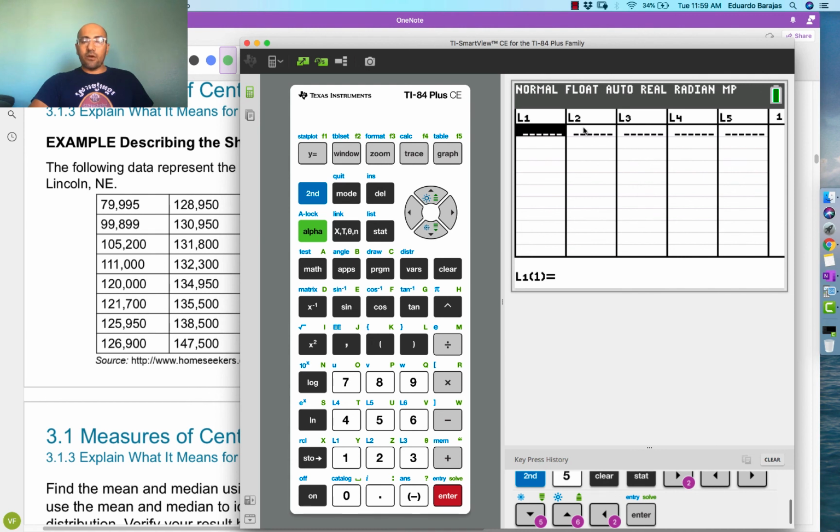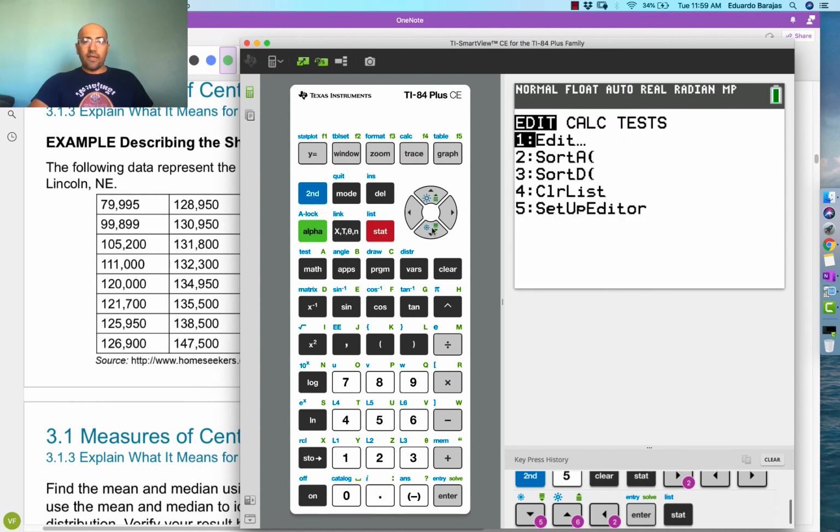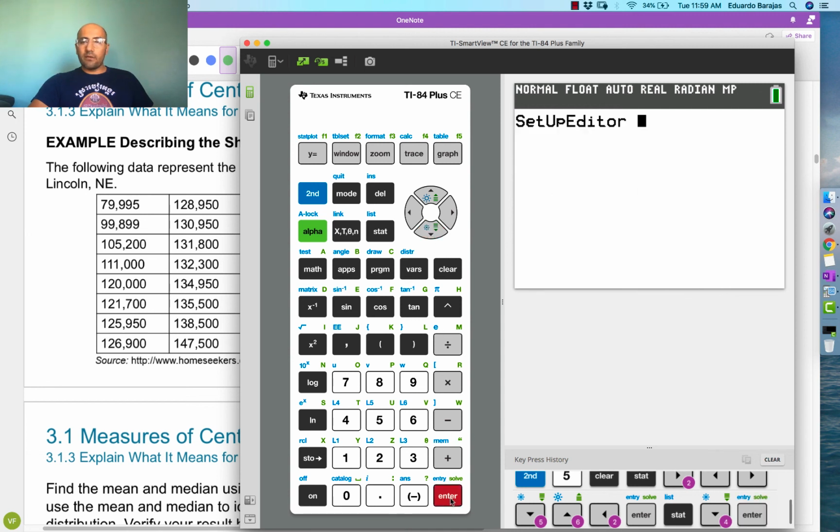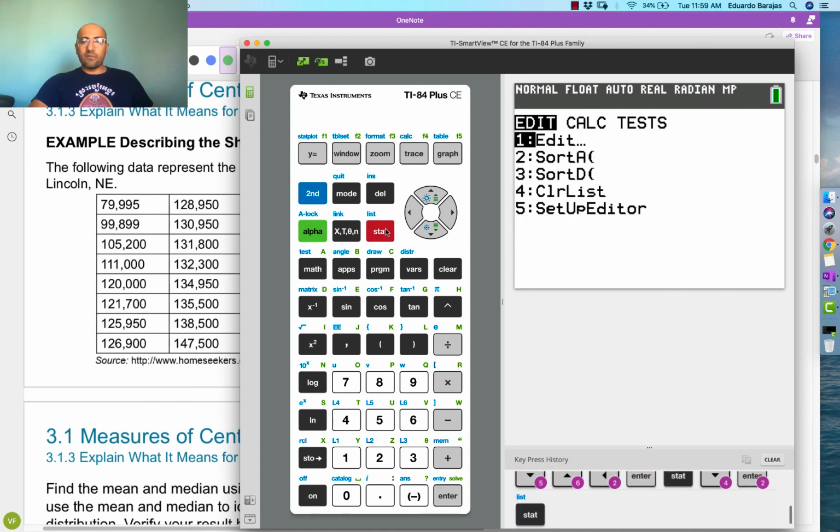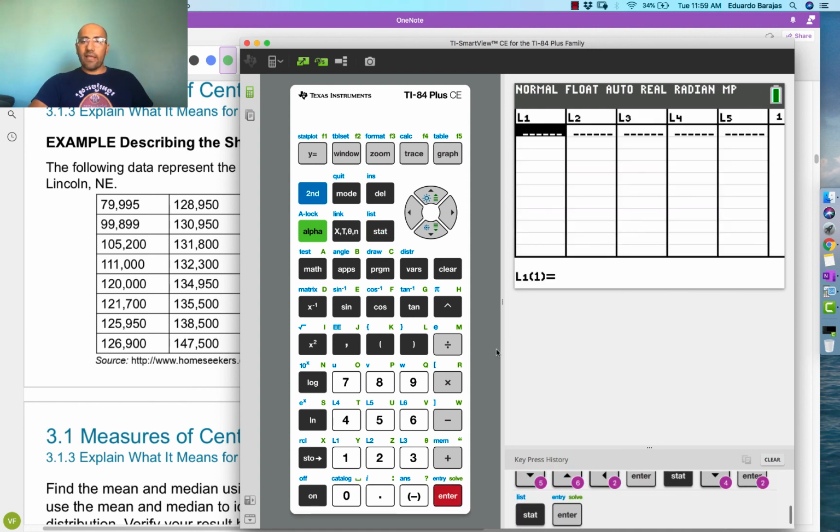If you don't see those, if one of them is missing or something, then let's fix that right now. What you want to do is go back to stat and hit setup editor, hit enter, done, and that'll fix it. Stat, edit, enter, and you should now see all of them in there. Okay, all right. We'll see why they wouldn't be there in a second.